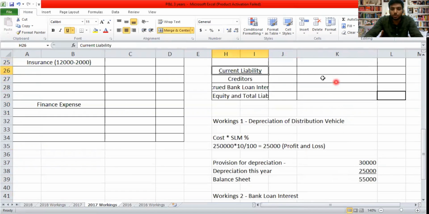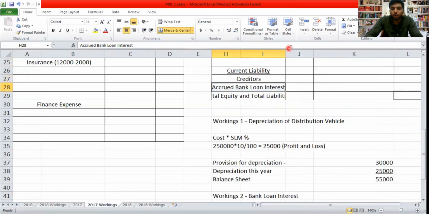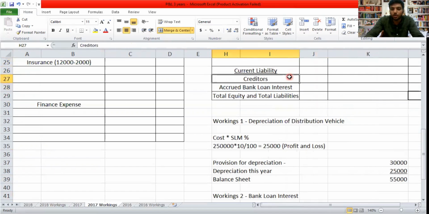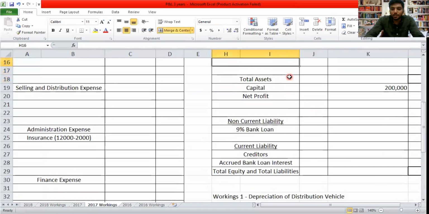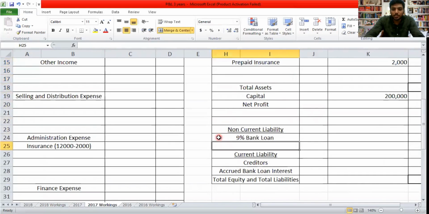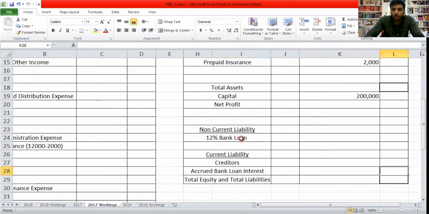Accrued bank loan interest. Normally, you don't have to put this and keep it. It's not a mandatory thing. But if you want, you can keep it because creditors is always tested in all the papers. Every time you will have a creditor. There's no exact amount. Last time I have taken 9%, 12% here. According to this, under creditors, accrued bank loan interest we got 2,000 which we need to pay.